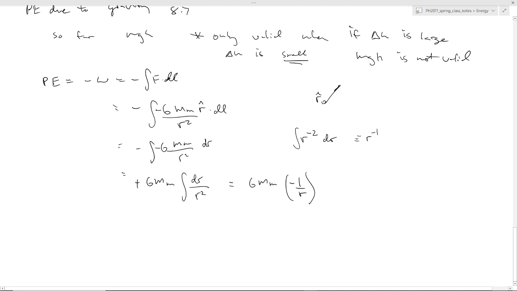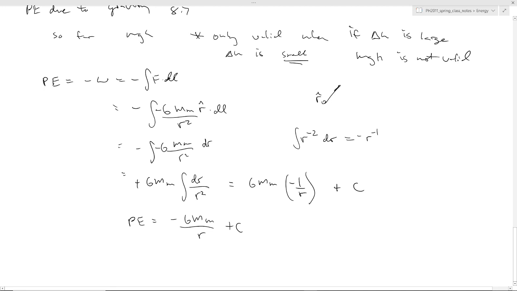So notice when you take the derivative of this, negative r to the negative 1, minus 1, you get back r to the minus 2. Like we've talked about before, you can check yourself. And recall, in general, this is going to have also a constant. And so our expression for potential energy is negative G M m over r plus a constant.